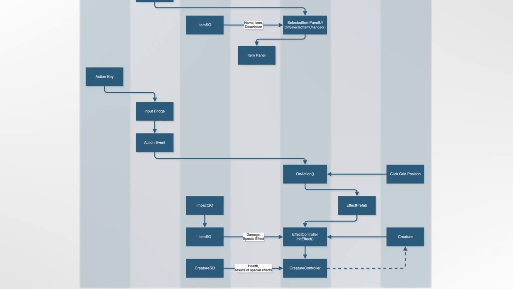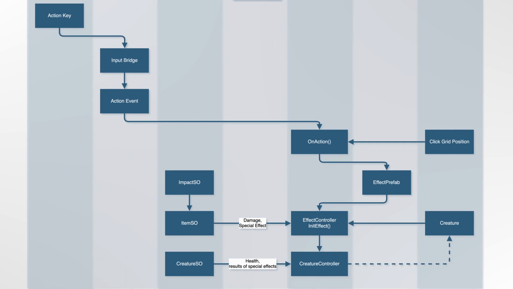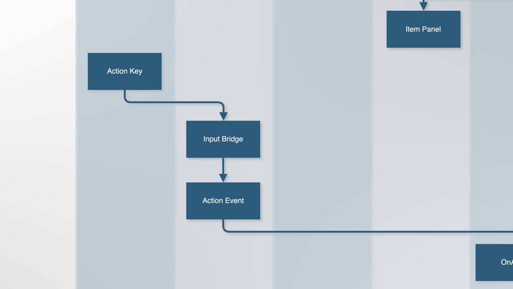Let's look at the second part of this interaction, when the player presses an action key to fire the gun. First, the action key is communicated by Rewired, my input manager, link in the description, to an input bridge, which creates an action event as a scriptable object event. Like all my other messaging systems, this is an observable variable.